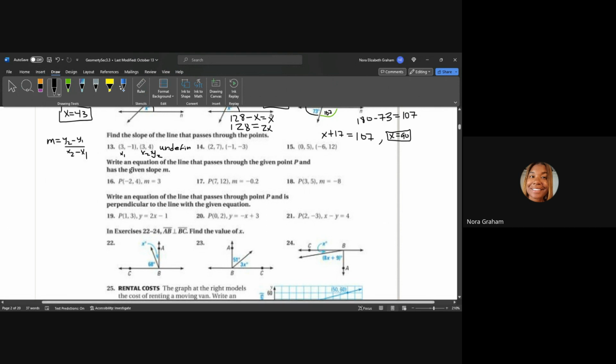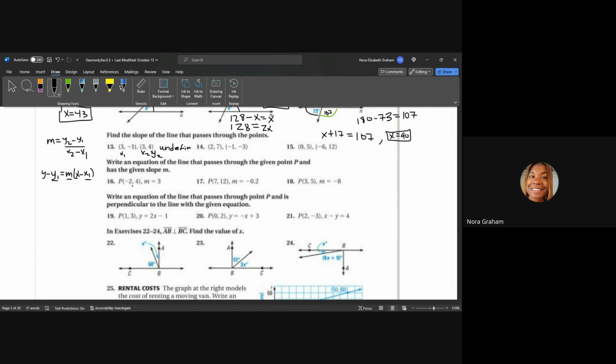All right, so for 16, it says write an equation of the line that passes through the given point P and has the given slope M. So whenever they give you a point and slope, here's another formula I'll write on the side. It's going to be called the point slope formula. So the point slope formula is y minus y sub 1 equals M in parentheses x minus x sub 1. Okay. And the subs are what we'll substitute in for our point, and my M is just my slope that we'll substitute in. So let's go ahead and do that one first.